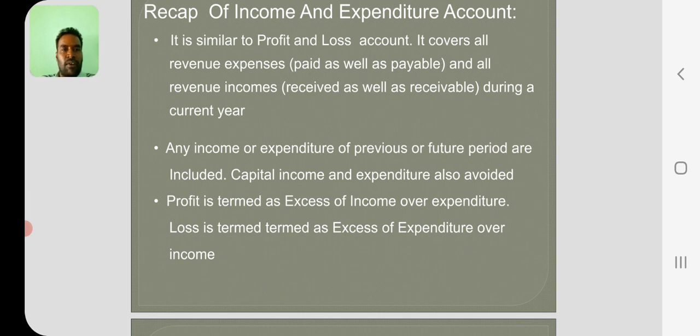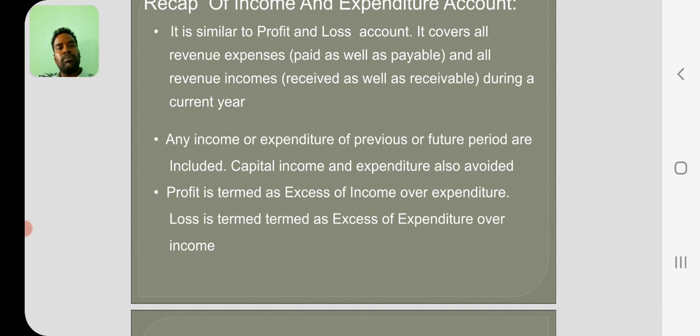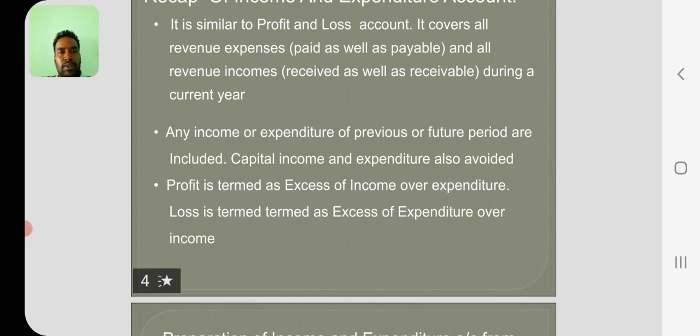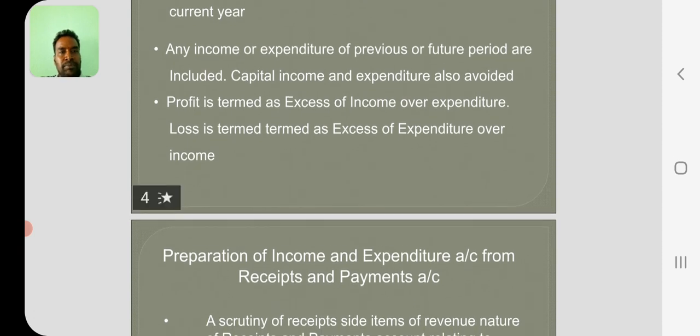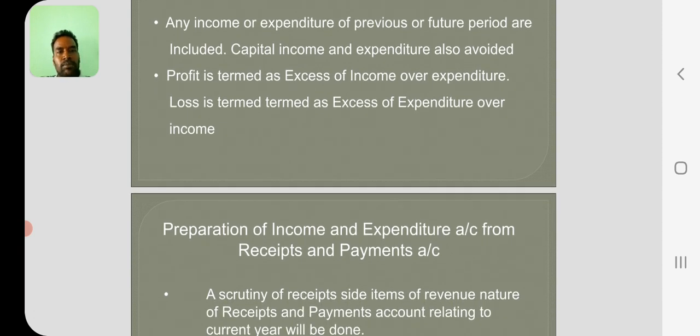It covers all revenue expenses. Already we know only revenue items are posted in income and expenditure, paid as well as payable, and all revenue income received as well as receivable during a current year only. During a current year only, not previous or future, only current year. Okay, income and expenditure should allow only revenue items.